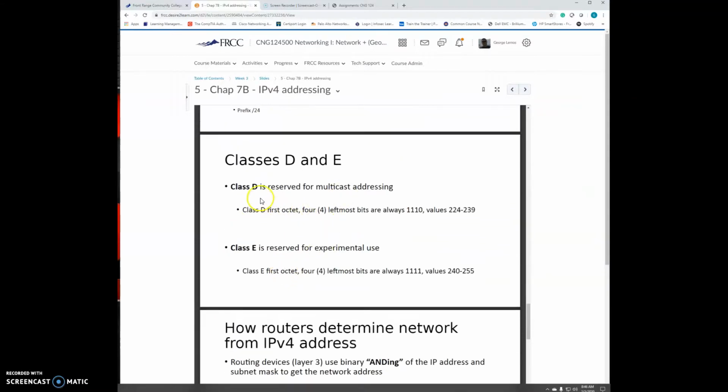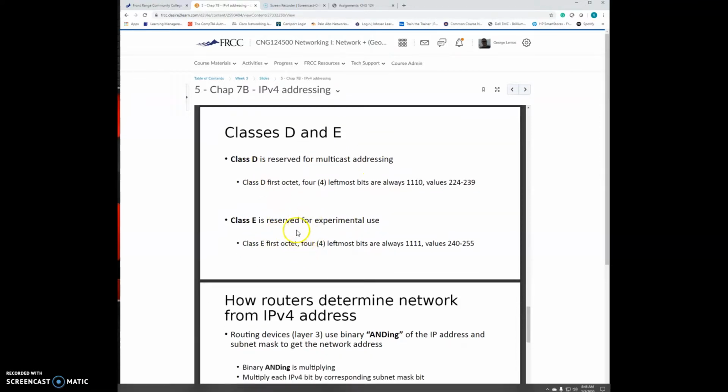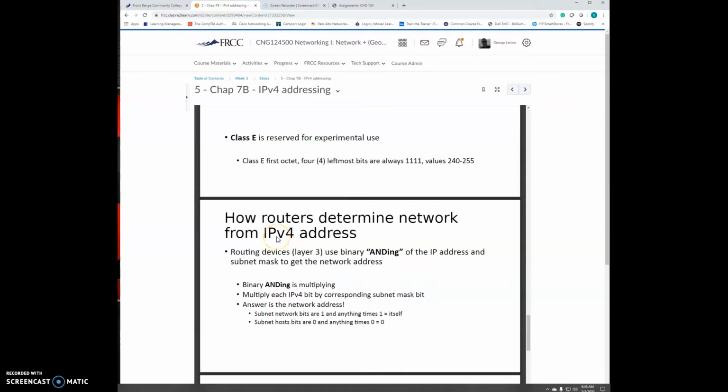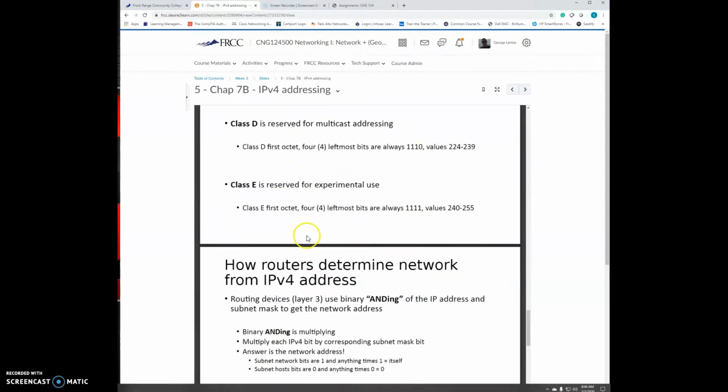D and E, once again, D is reserved for multicasting, E for experimental use. Haven't really seen those deployed in a really long time. I don't think I've really seen them used at all, but I'm sure they're out there, but just be aware of that.